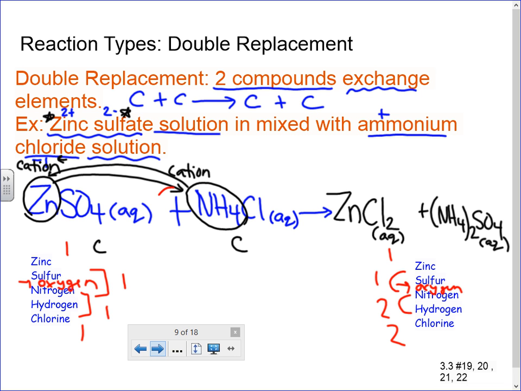This is actually a simple fix. If I put a 2 in front of ammonium chloride on the reactant side, now I will have 2 copies of ammonium, 2 copies of chlorine, and I'll be in balance. So single and double replacement are very similar. The difference is in double replacement, I only have compounds. In single replacement, I always have one element and one compound. Is there anybody who has questions about this example here of double replacement?